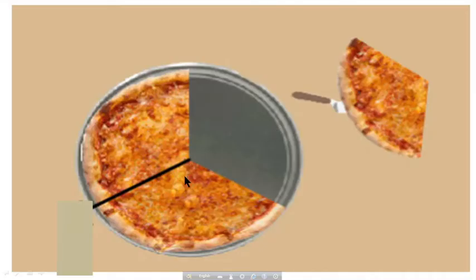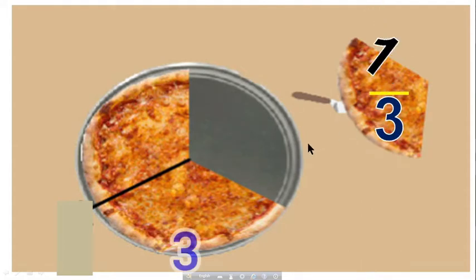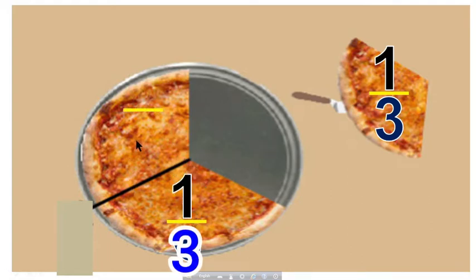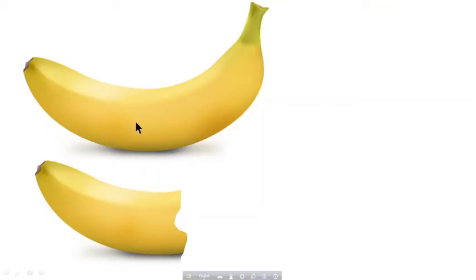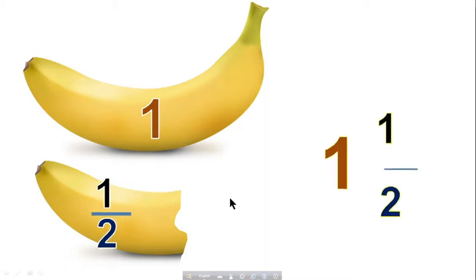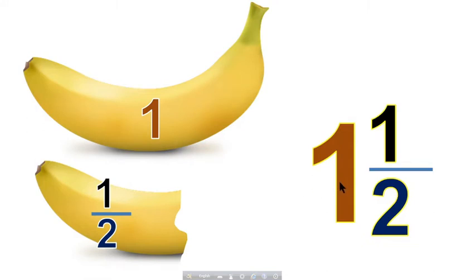And here this card is divided into 3 parts, and this part is 1 out of 3, and this part is also 1 out of 3, and this part is also 1 out of 3. And it's a full banana and it's a half of banana. So we can write here 1 full or integer, 1 integer, and here half part. So we have got 1 integer 1 by 2 as a fraction.